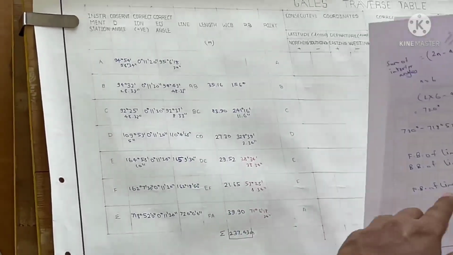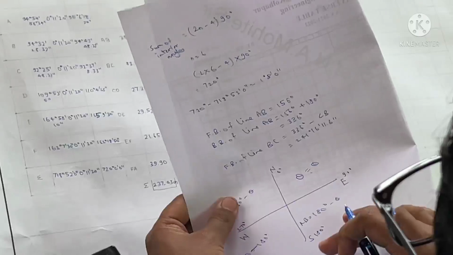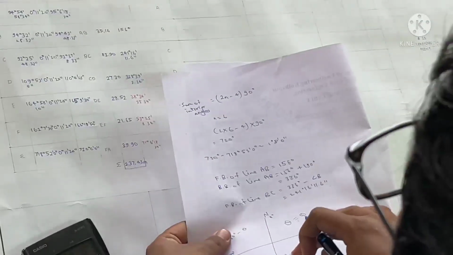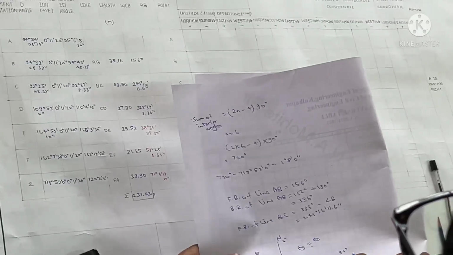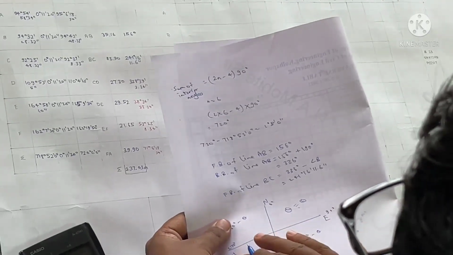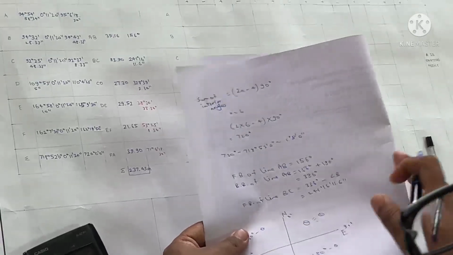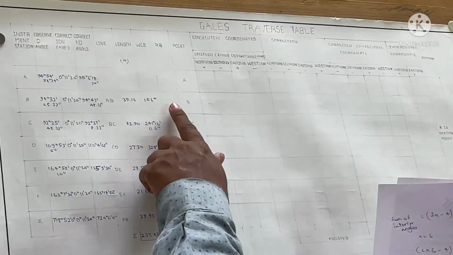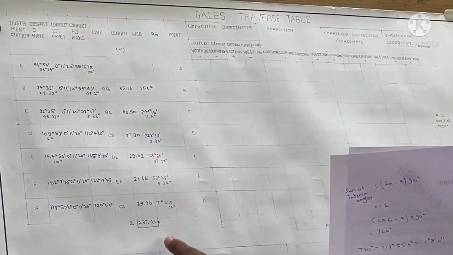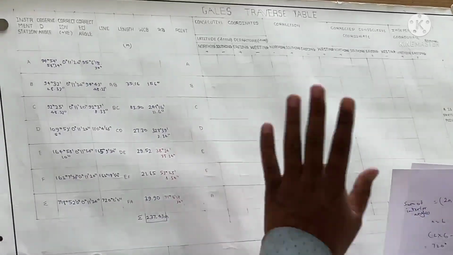If the northing comes out positive, we enter it as northing. If it comes out negative, we write it down in the southing for the latitude. Correspondingly, if the departure comes out positive, that is easting, and if it comes out negative, it will be entered in the westing. For that purpose we are going to convert the WCB into RB, or directly with the help of WCB we can calculate the latitude and departure.